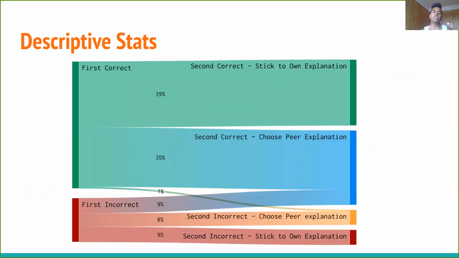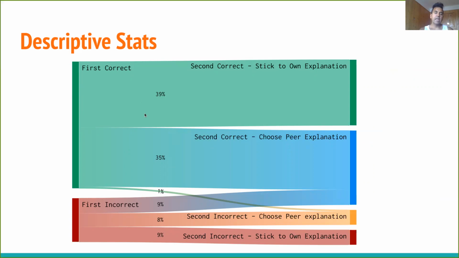We have a visualization of the possible transitions that can be expected when you have 2 attempts at a question and there's a correct answer. What I want you to notice here is that students on their first attempt, 75% of them are getting it correct on their first attempt. So this is a data set of relatively easy questions. So that's the first thing to note.